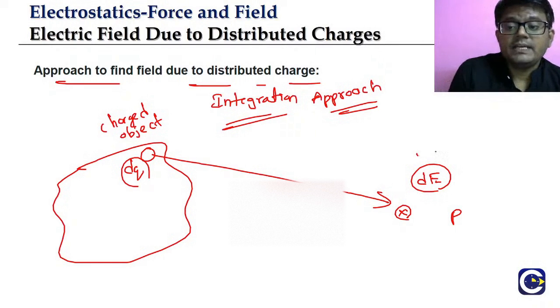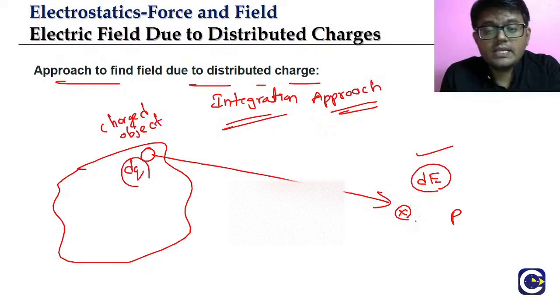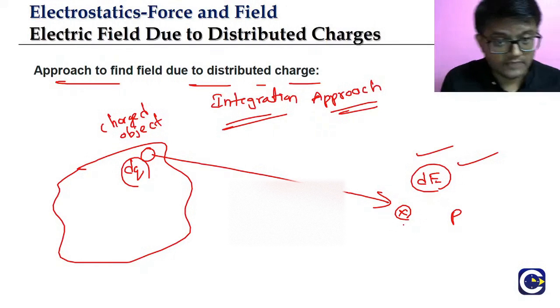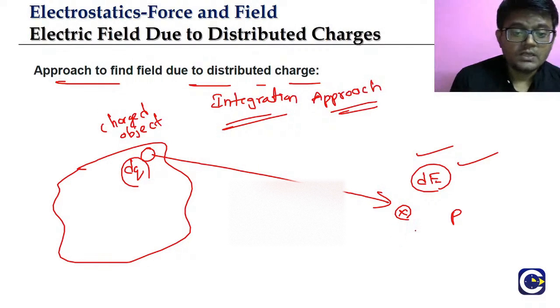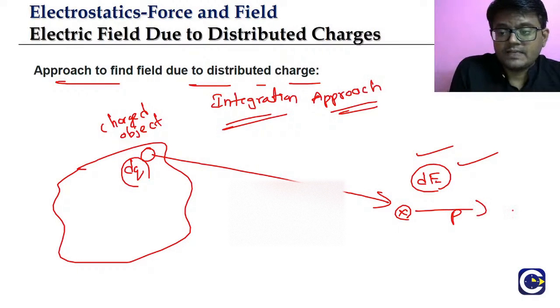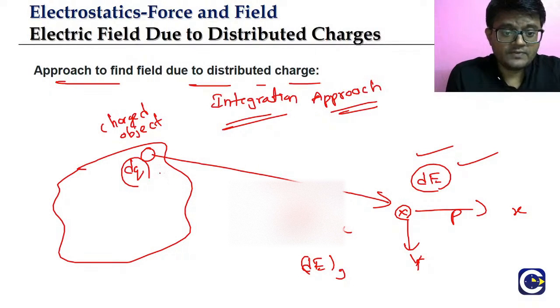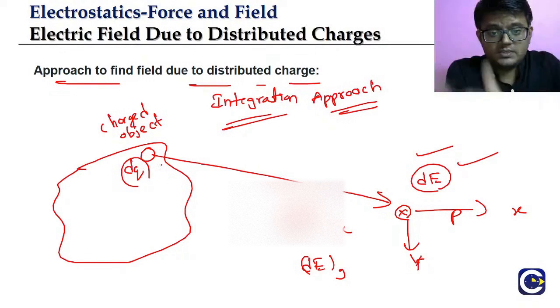What is this field going to be? dE. It's a small field. We have to be careful about the directions, and look at the direction of this small electric field. If we take the electric field components, say there is an x-axis and a y-axis, then in dE there is an x-axis component and a y-axis component. So this is the field coming from a small part of the charged object.